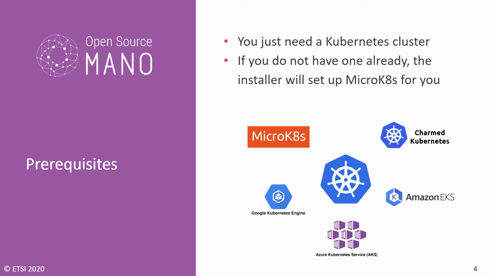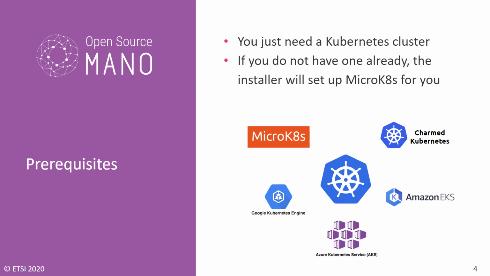In case you want to use any of your existing Kubernetes clusters, whether it's Charmed Kubernetes, Amazon EKS, Azure AKS, Google GKE, or any other platform, this is also an option. The installer is substrate agnostic, and you can use it to deploy OSM on top of any Kubernetes.